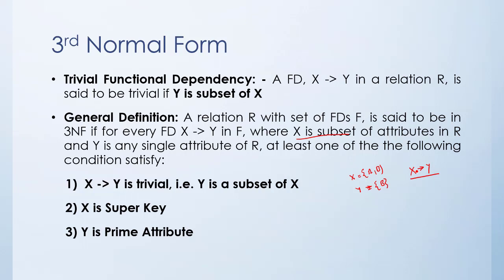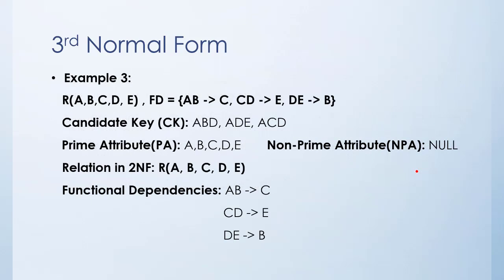So let us take this example we have already discussed in case of 2NF. We have determined that ABD, ADE and ACD are the three candidate keys. So the prime attributes will be A, B, C, D and E. As all the five attributes are prime attributes, the non-prime attribute set will be null. So there will be nothing in non-prime attribute. So it is in 2NF, which we have already proved.